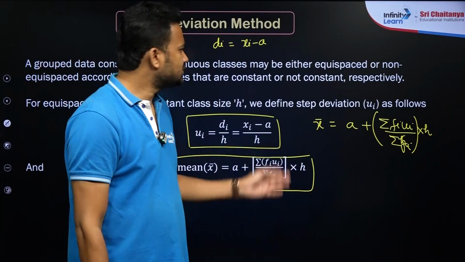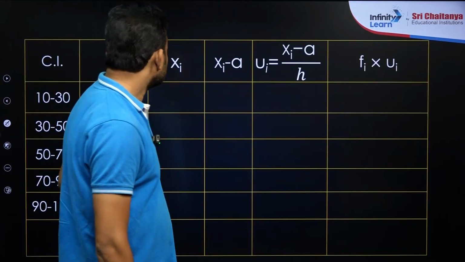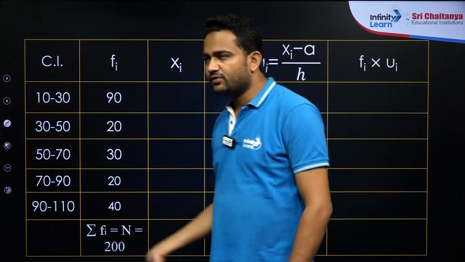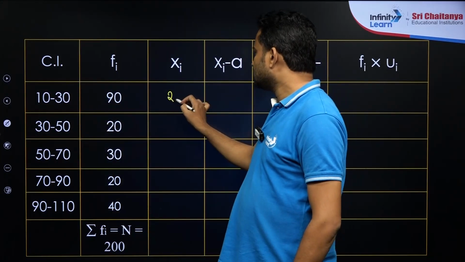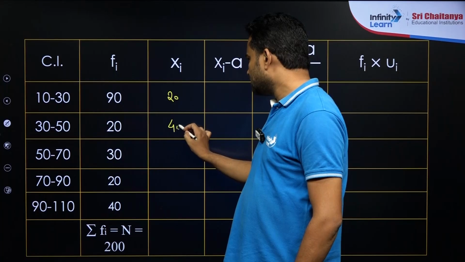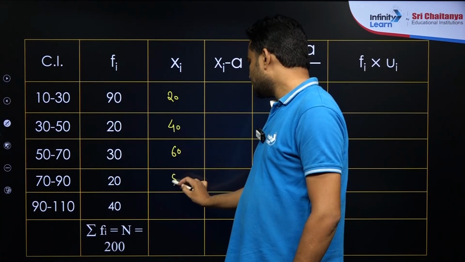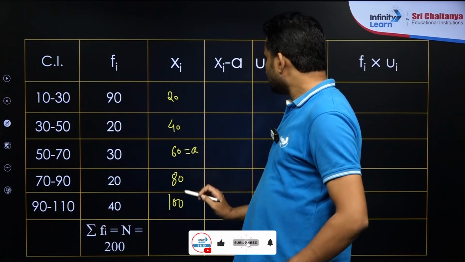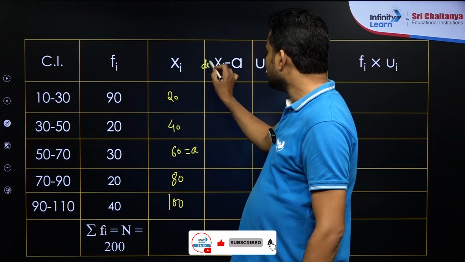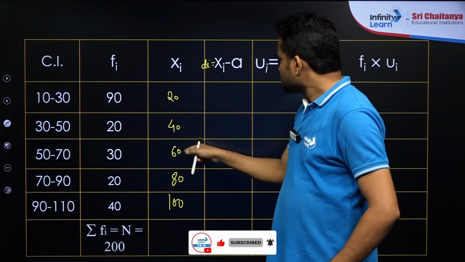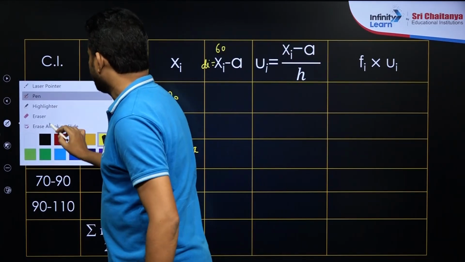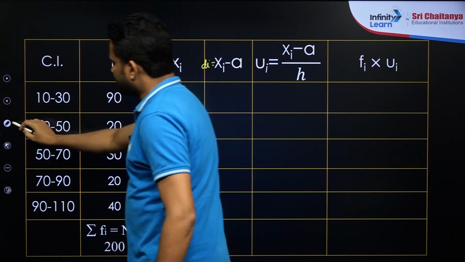Let us solve the same question. What is xi, guys? Let us find xi. 30 plus 10 is 40, divided by 2 is 20. Then 20 plus 20 is 40, 60, 80, 100. This is the same as the assumed mean method. This is also called di, which is xi minus a. So it will be xi minus 60.